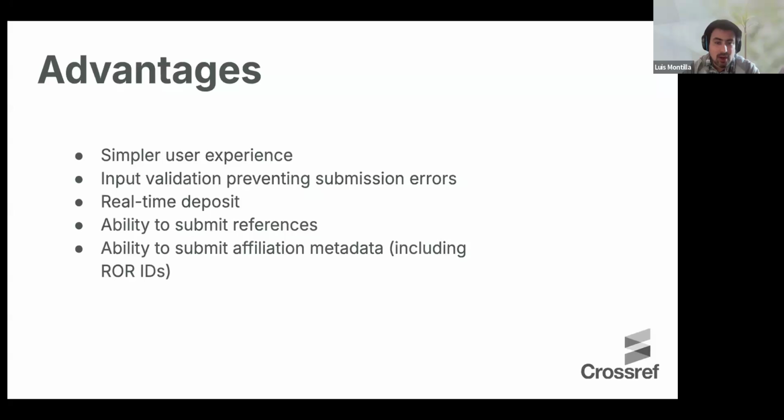You also have the ability to submit references directly in your records, and also include other elements that might be missing from other platforms. For example, we know that people using OJS 3.3 and 3.4 are experiencing an inability to deposit affiliation metadata and ROR IDs. Using this tool that we will be covering today, you can also include this metadata right away.